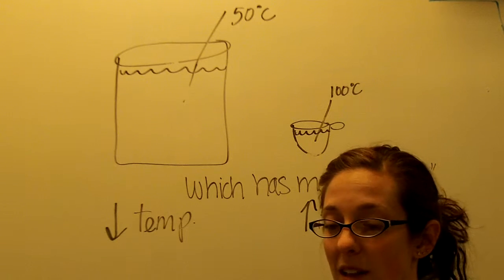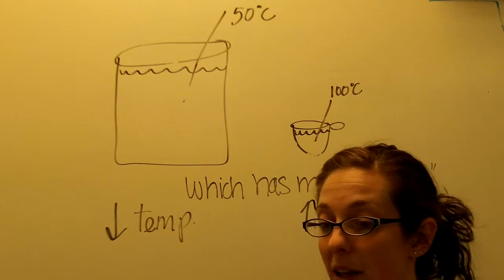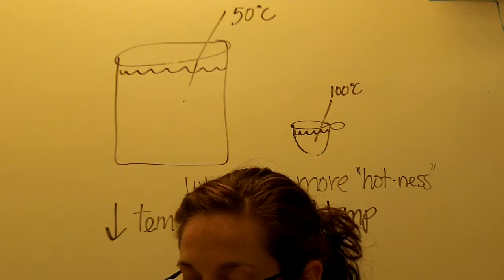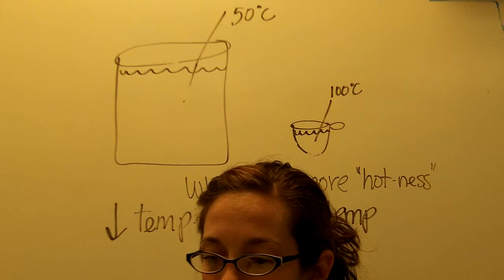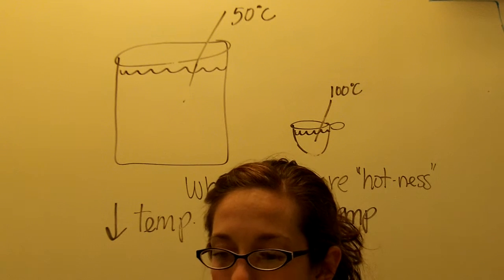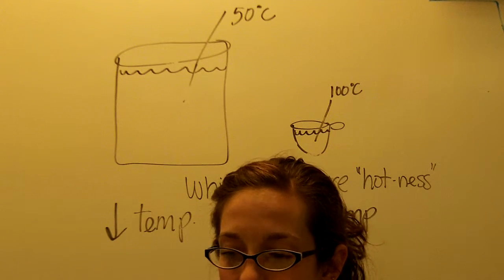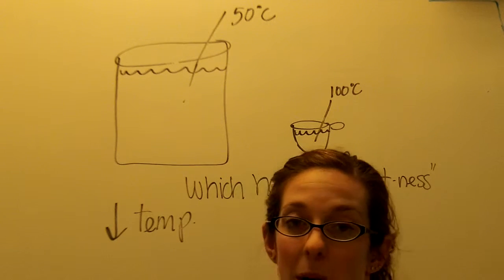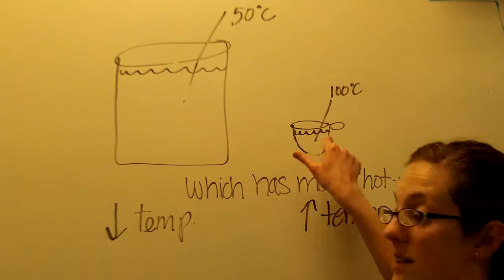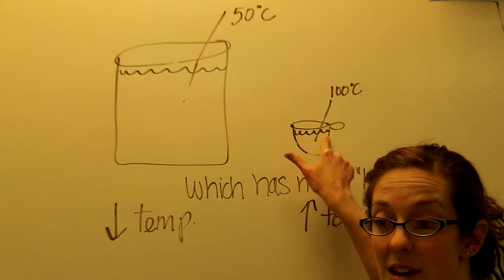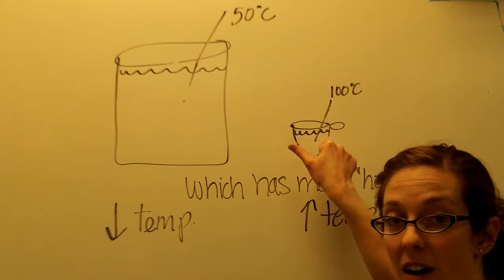However, we need to look at how many molecules there are. And in your book on page 315, we know that thermal energy in an object is proportional to the number of particles in it. Temperature, however, is not dependent on the number of particles. This one has a greater temperature. It's not dependent on anything besides the average kinetic energy of those particles.